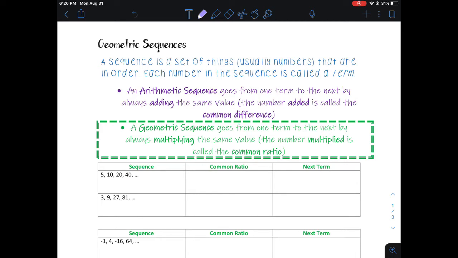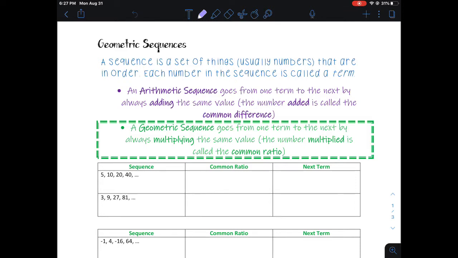Geometric sequence. This is the second type of sequence we have. Remember, in our previous lesson, we learned about arithmetic sequences, which were going from one term to the next by always adding the same value. And then that number you added was called the common difference.